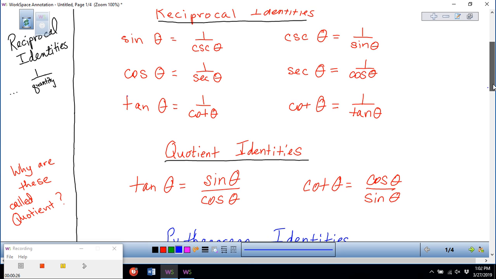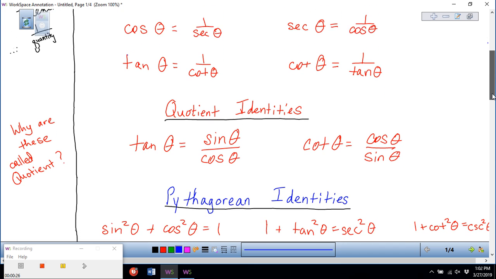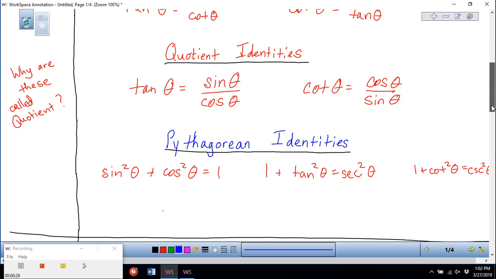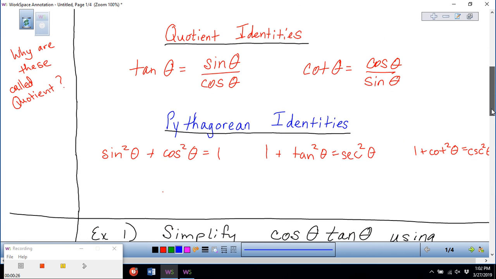Our third set of identities, which we will be using frequently, are the Pythagorean identities. The first one is sine squared theta plus cosine squared theta is equal to 1. The second one is 1 plus tangent squared theta is equal to secant squared theta. And the third one is 1 plus cotangent squared theta equals cosecant squared theta.